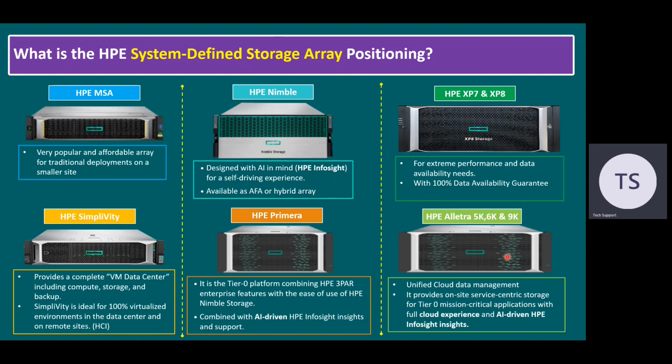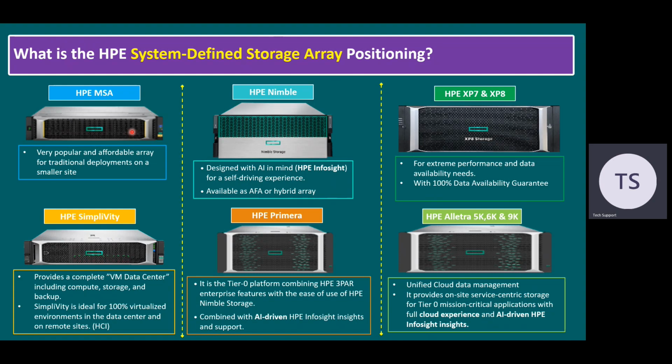In another scenario, some customers want to deploy active sites, where site A and site B can both be active. If you want to provide a stretch cluster scenario, or prepare a peer persistence between the two sites, we have to use this solution. We should go for an Alletra 9K, or we can go for a 6K. It depends on the customer's choice. We can choose the respective models, but the models have similar capabilities. That point also says it provides on-site service centric storage for tier 0, mainly mission critical applications, with the full cloud experience and AI driven HPE InfoSight insights.